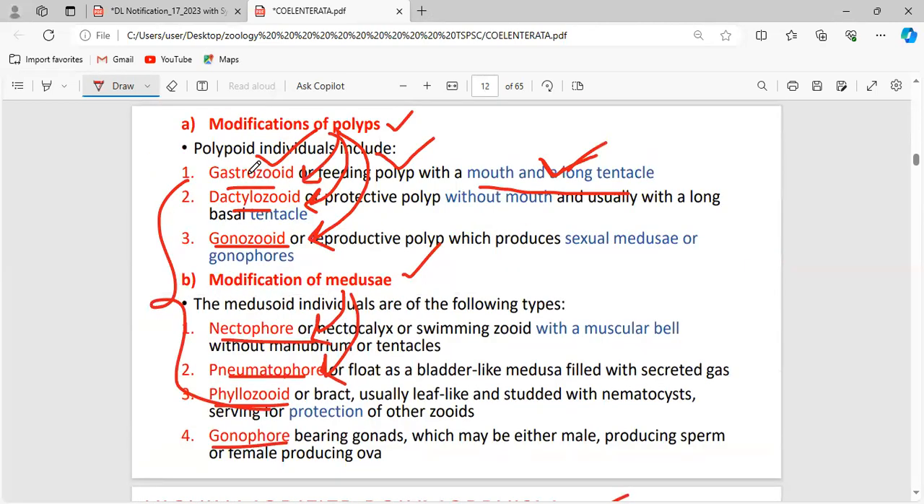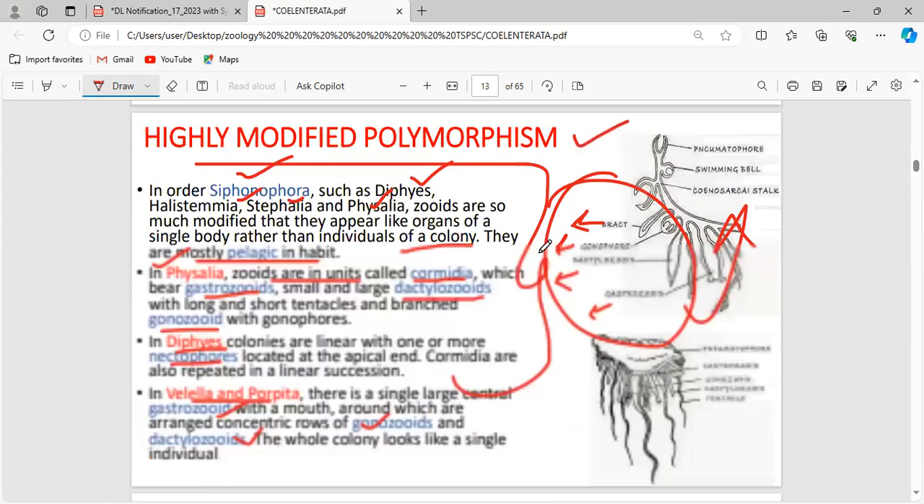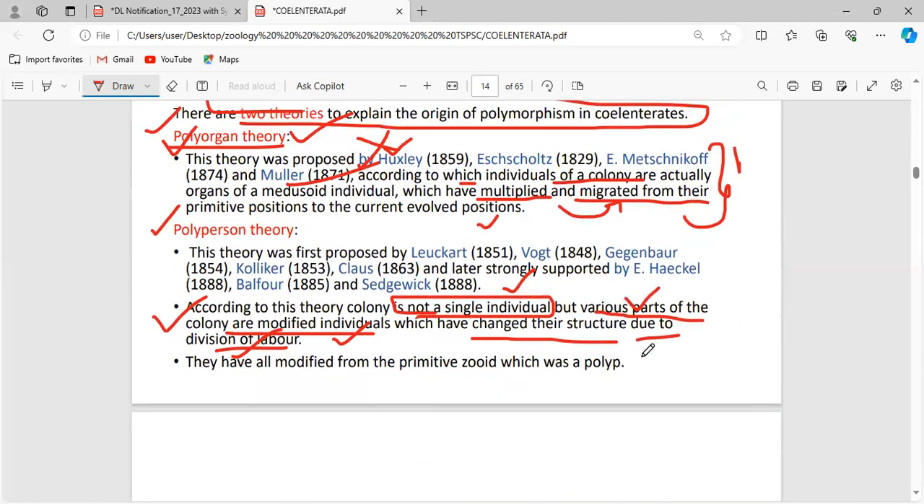Let me explain you clearly. See, this polyp is modified into gastrozoid, right? And this gastrozoid is responsible for digestion function, for feeding. To feed, what structures are they developing? Mouth and the tentacle. But the polyp is the one going to give rise to this gastrozoid, dactylozoid, gonozoid. But based on their function, they're developing their structure.